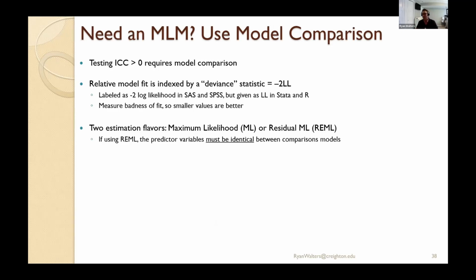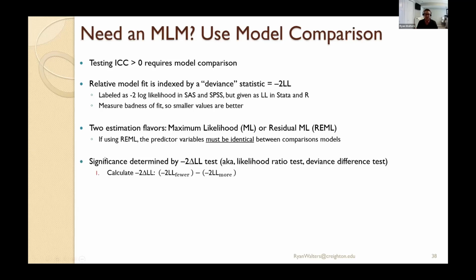But there are two estimation flavors that you're going to see in your software, at least for the mixed procedures: maximum likelihood versus residual maximum likelihood. Residual factors out the fixed effects. And so what that means is, for model comparison purposes, if you're in residual maximum likelihood, you have to make sure that the same predictor variables are included in model 1 as the reference and model 2 as the comparison. The only thing you're changing is those variance components.